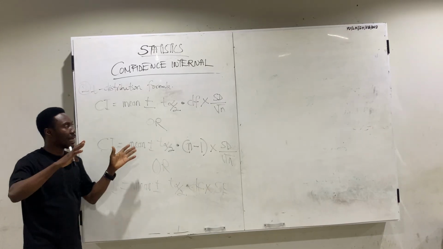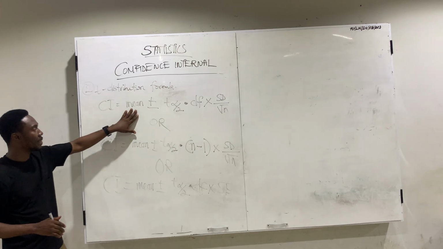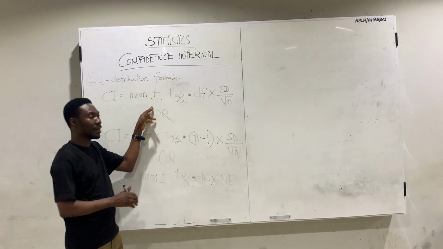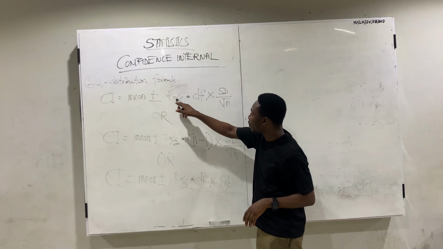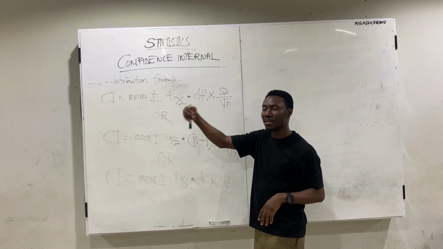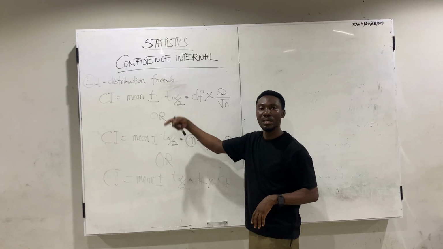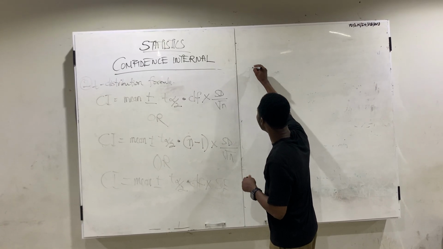Okay, now let's look at the various parts or components of this formula. So here is the mean. This is plus or minus. This one we call t alpha over 2. This alpha here represents significance. Now, the confidence level for the calculation will be given to you in the question. The examiner can say the confidence level is, let's say, 95.